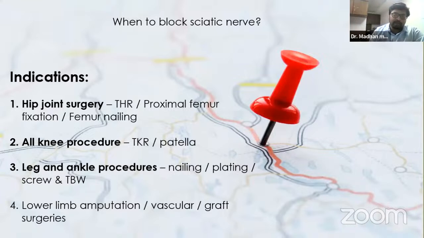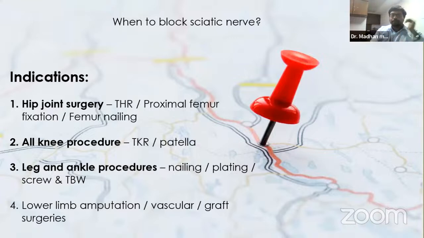Only the medial compartment of the leg, or the shin region, is covered by the saphenous nerve, which is a branch of the femoral nerve. As far as the muscles and osteotome are concerned, in the leg, ankle and foot, everything is supplied by the sciatic nerve. So it is the primary nerve which we need to block in order to get good analgesia as well as anesthesia of the lower limb on the posterior side and the entire leg.